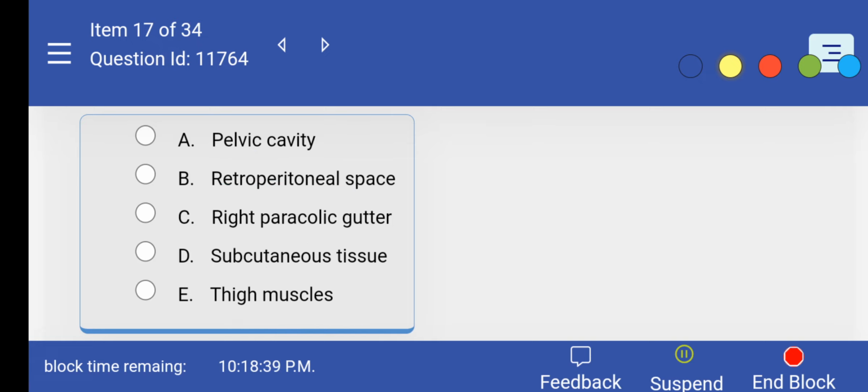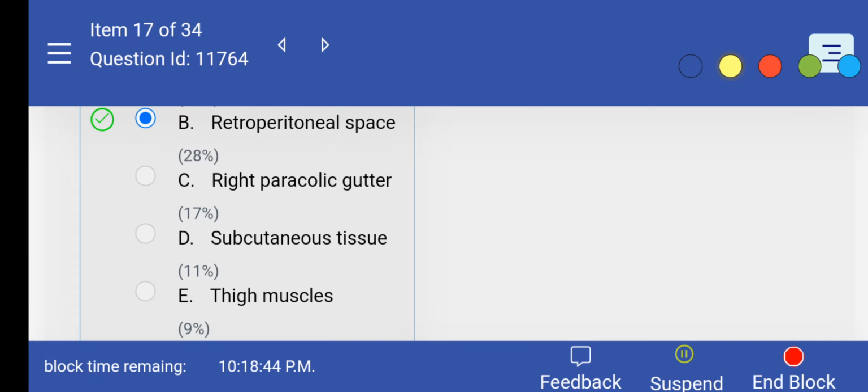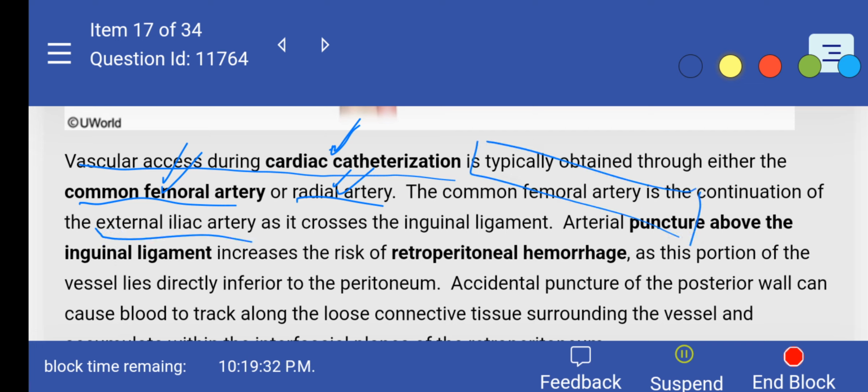So the correct answer for this question is retroperitoneal space. Okay, let us see the explanation. Why? Vascular access during cardiac catheterization is typically obtained through either the common femoral artery or the radial artery. Note this point: the common femoral artery is the continuation of the external iliac artery. Let's say this is the inguinal ligament. Above would be the external iliac artery. Below that inguinal ligament, that would be what? The common femoral artery, right?